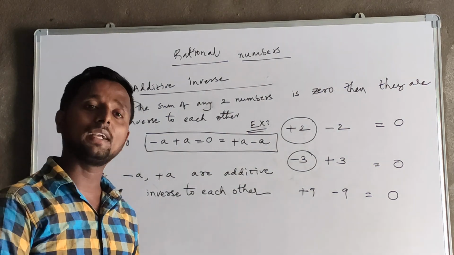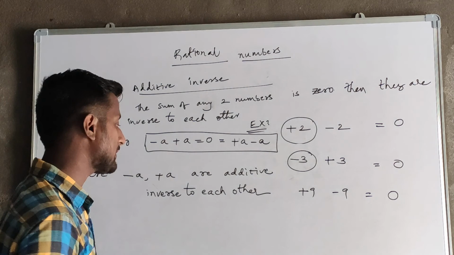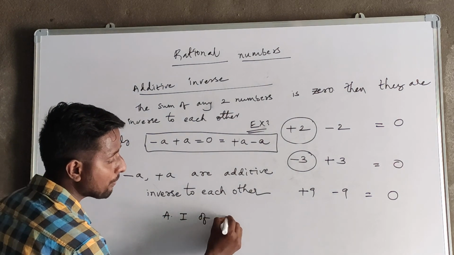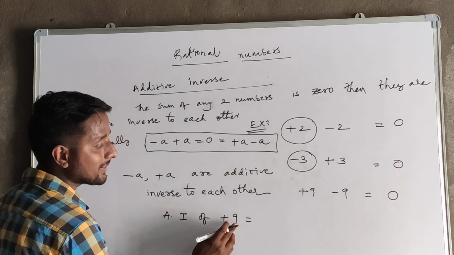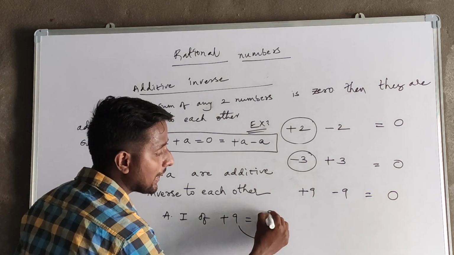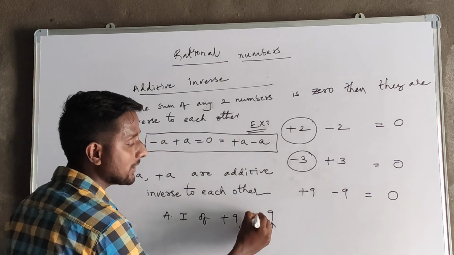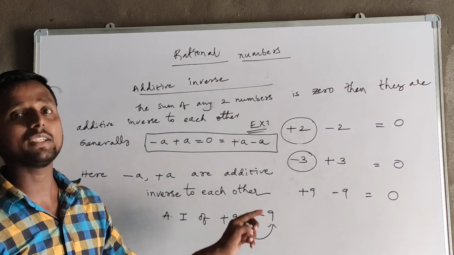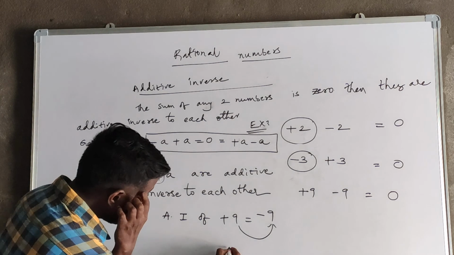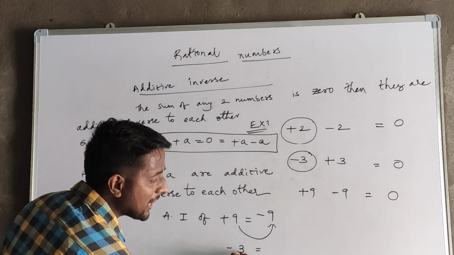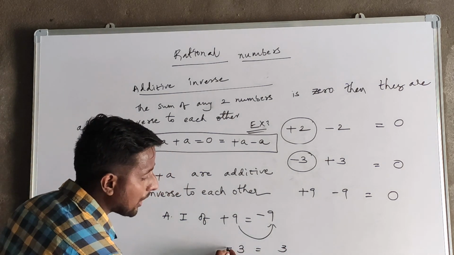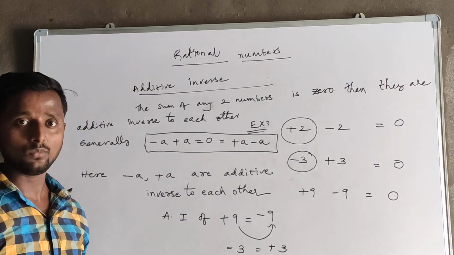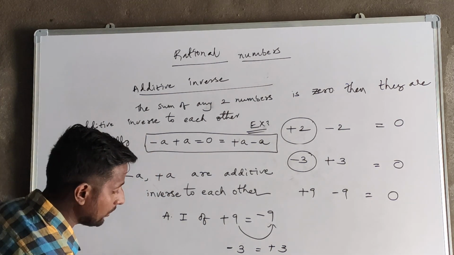That means we will write the same number with the opposite sign. For example, the additive inverse of plus 9: same number, we write 9 but with the opposite sign. So the answer is minus 9. The additive inverse of plus 9 is minus 9. Same, the additive inverse of minus 3: the same number 3 with the opposite sign, plus 3. Correct? So I have worked it out.